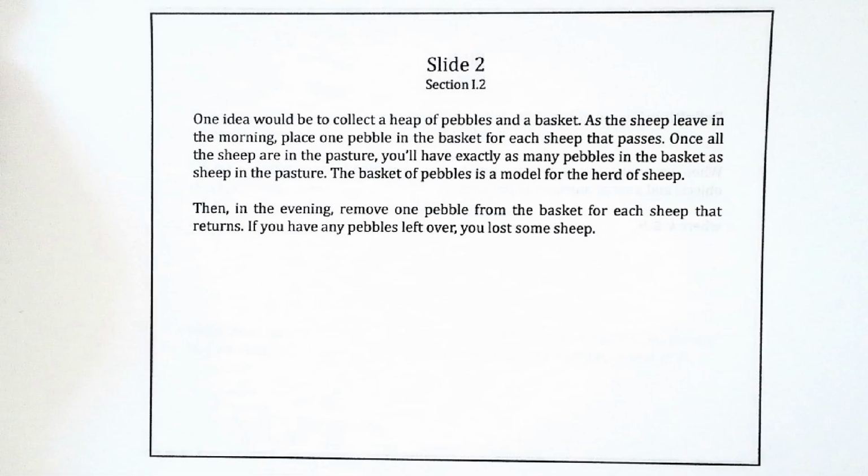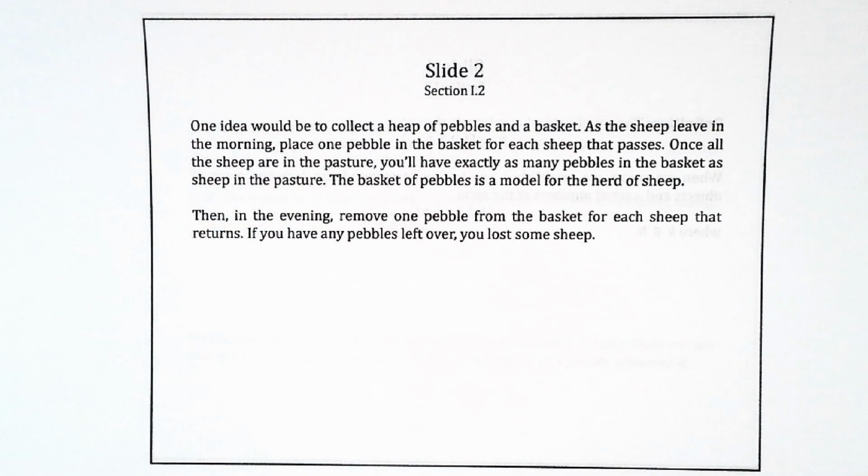One idea would be to collect a heap of pebbles and a basket. As the sheep leave in the morning, you would place one pebble in the basket for each sheep that passes out through the gate. So for each sheep that goes through the gate, you put a pebble in the basket. Once all the sheep are out into the pasture, you have exactly as many pebbles in the basket as you have sheep in the pasture.